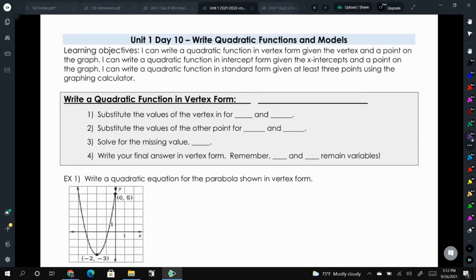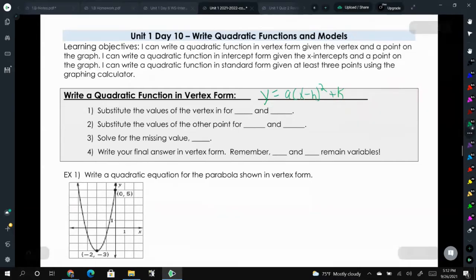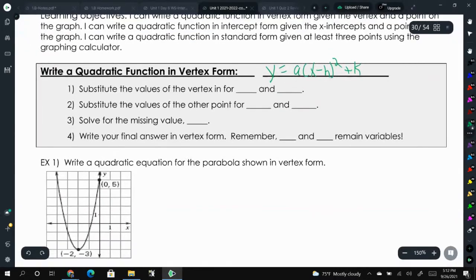Remember, we have three forms of a quadratic function. We have vertex form, intercept form, and standard form. And what we're going to do is look at the different ways we need to approach those problems. So with vertex form, remember that vertex form is y equals a times (x minus h) squared plus k, where h and k are the vertex. So what we're going to do is solve this example 1 down here while looking at the steps. So I'm going to just write this down here again so we can refer to it easier.